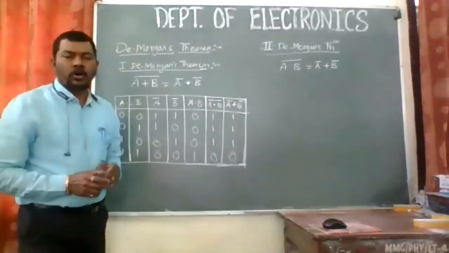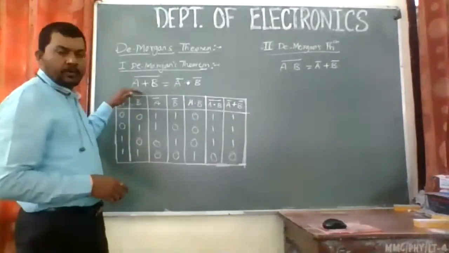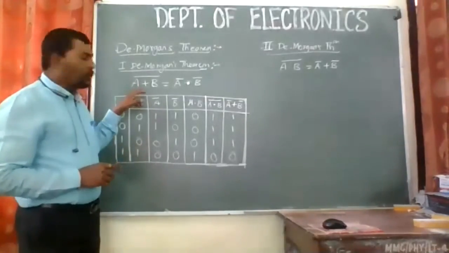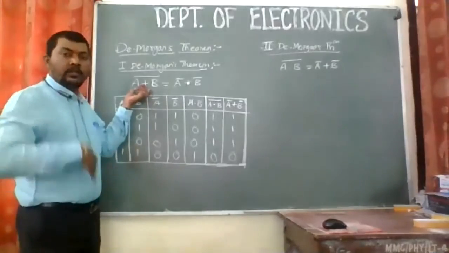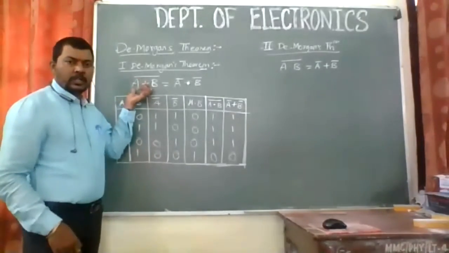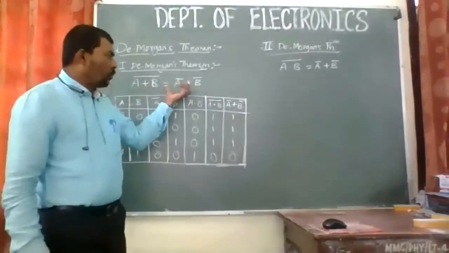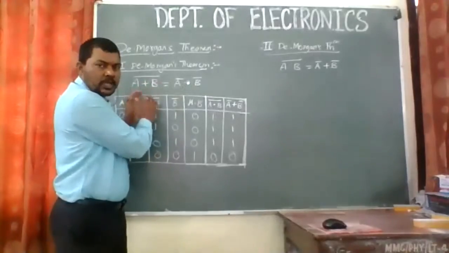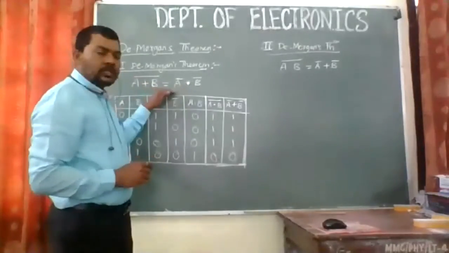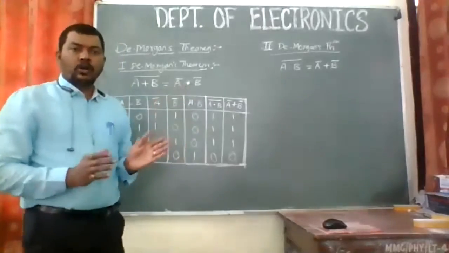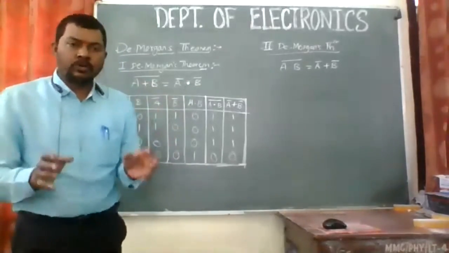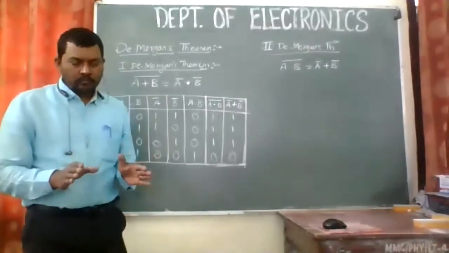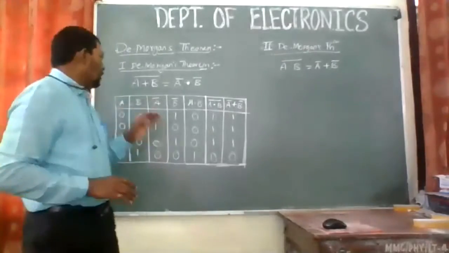There are actually two statements of De Morgan's theorem. The first statement, remember these words, right? The complement of the sum. This is a sum and the complement of that. So the complement of the sum is equal to the product of the complements, right? The complement of the sum is equal to the product of the complements. That is what the first De Morgan's theorem statement is, right?